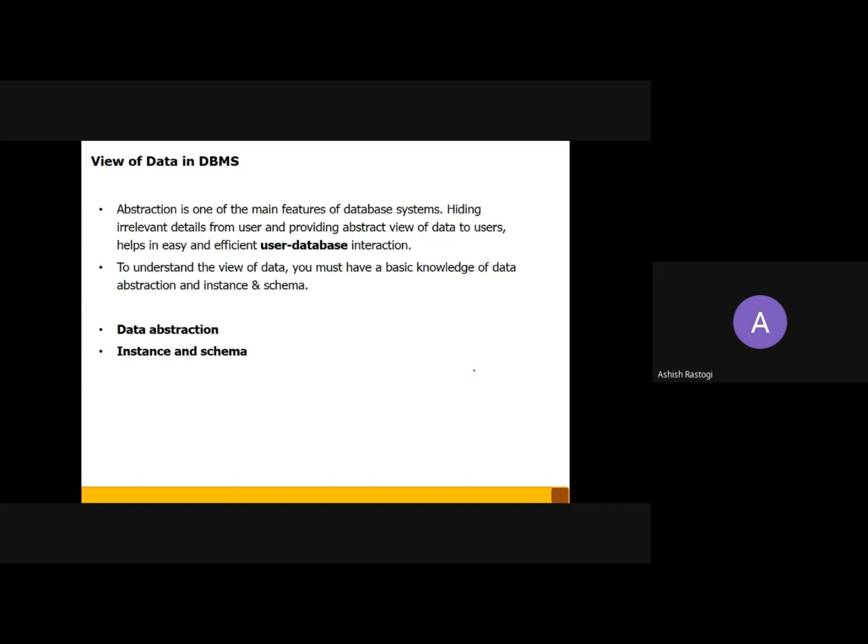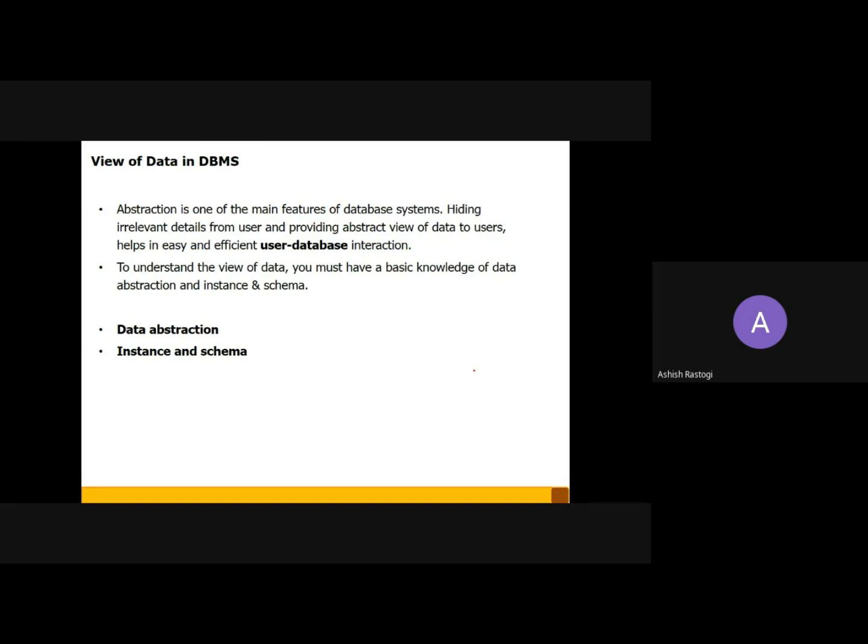Okay, so the view of data in the DBMS. First is abstraction, which is one of the main features of the DBMS. In the database system, one is data abstraction. Data abstraction means what, guys? What data you want to access. The database is very huge, very large, but if you want to see particular data, that is called data abstraction. Okay, guys?